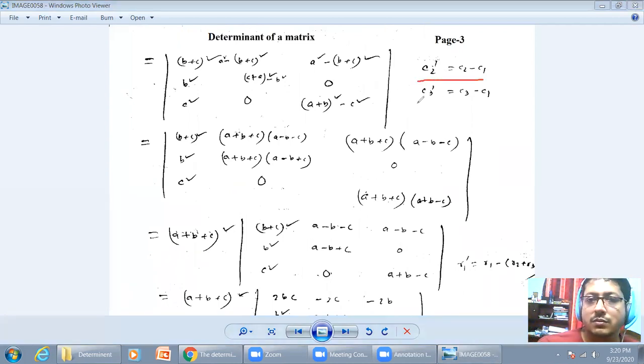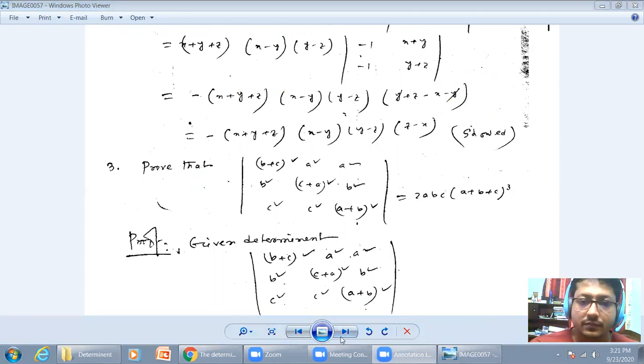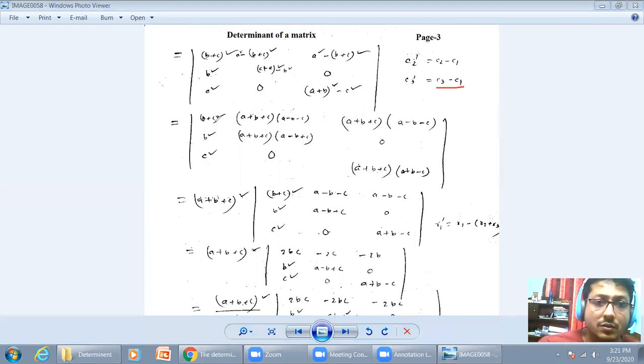Now we apply these two formulas, new column 2 and new column 3. New column 2 equals old column 2 minus old column 1. This column 2, this part, and this part, we get this part, and this is 0. And new column 3 is old column 3 minus column 1. This is the old column 3, this part. Okay, column 3 minus column 1, and we can write here this part, and a square minus b plus c whole square.